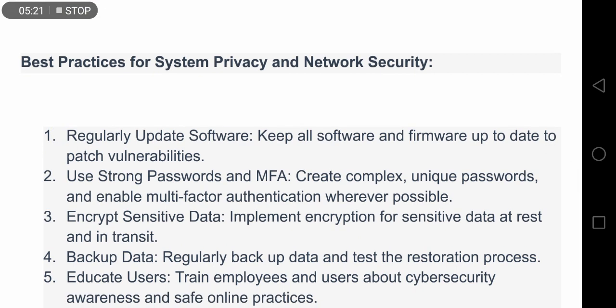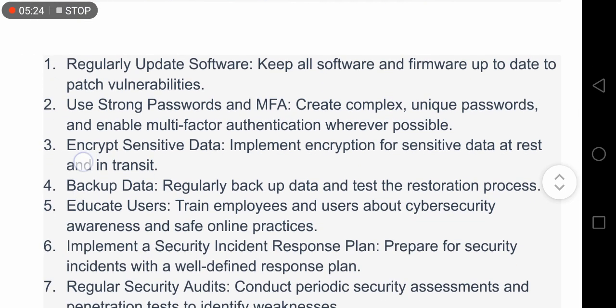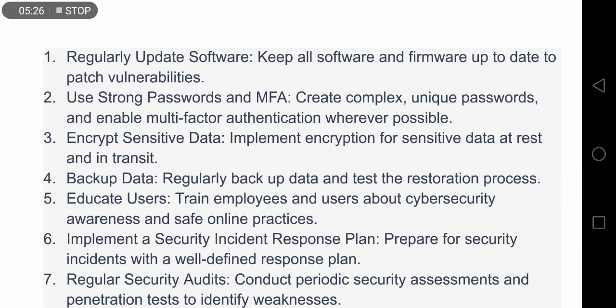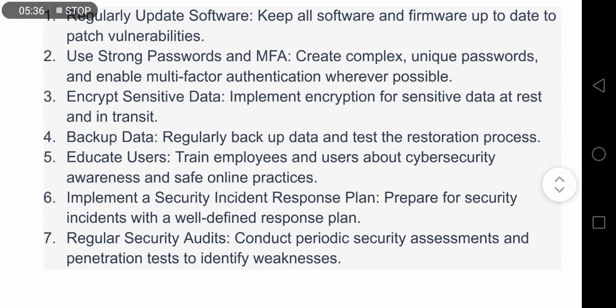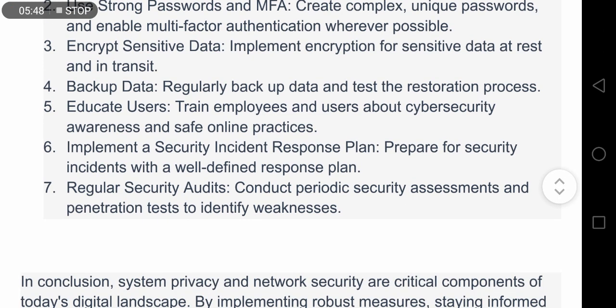Best practices for system privacy and network security. Number 1. Regularly update software. Keep all software and firmware up to date to patch vulnerabilities. Number 2. Use strong passwords and MFA. Create complex, unique passwords and enable multi-factor authentication wherever possible. Number 3. Encrypt sensitive data. Implement encryption for sensitive data at rest and in transit.